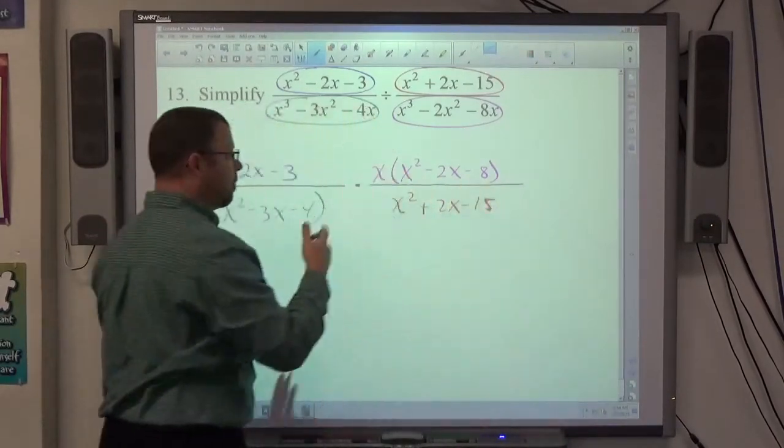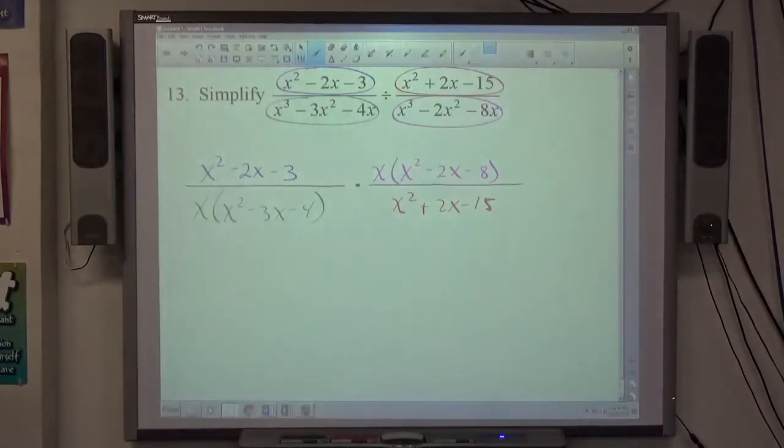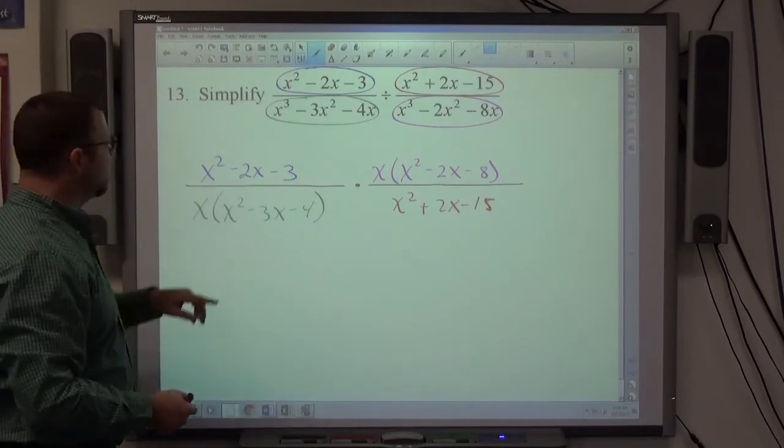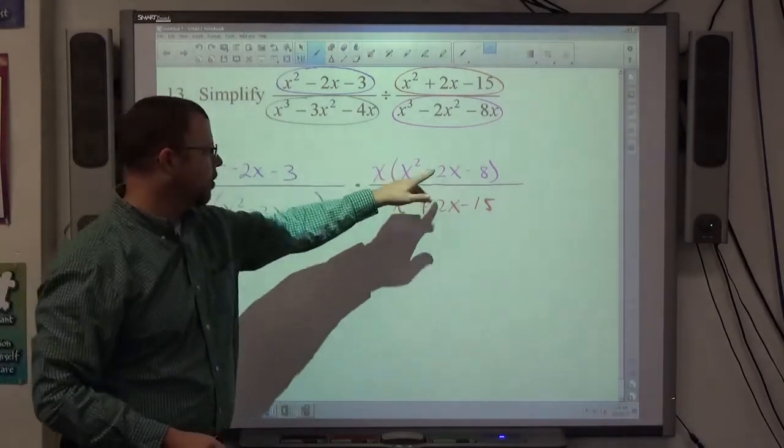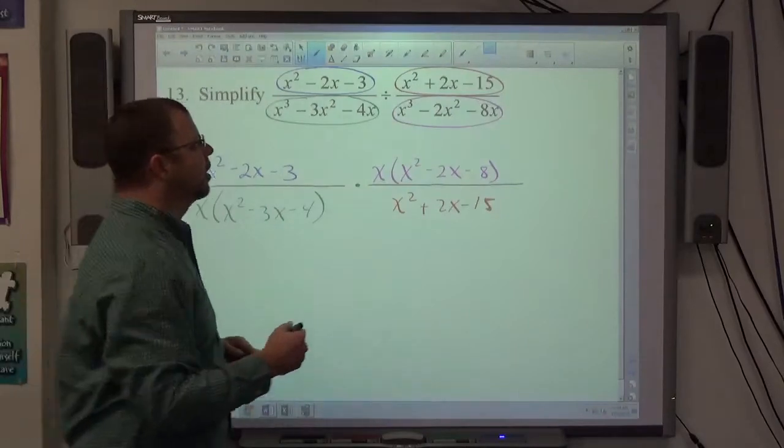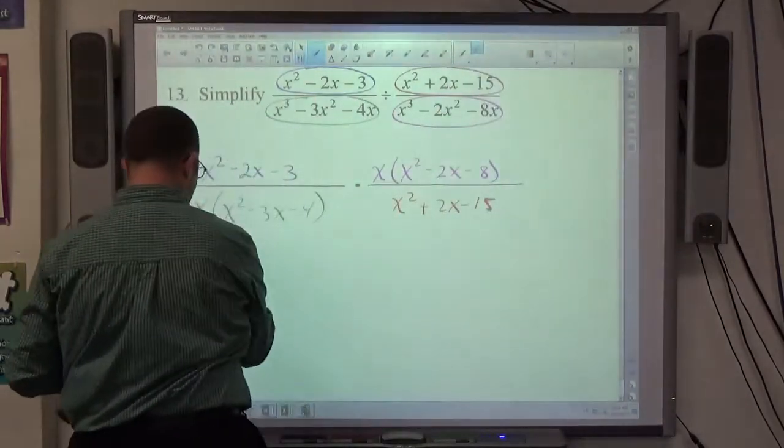For me personally, that's what my first step would look like in this problem. That's what I personally do. If I have x cubes, I take those x's out as I change it to a multiplication problem. So then what I'm left with is a quadratic, a quadratic, a quadratic, a quadratic, each of those factors the same way, and it's pretty straightforward from here.